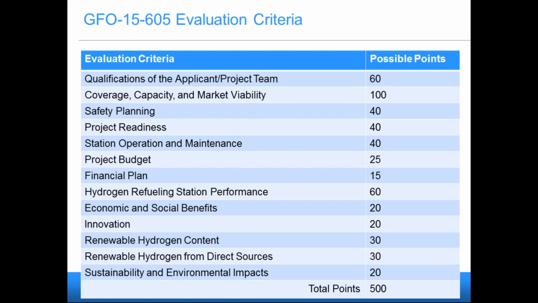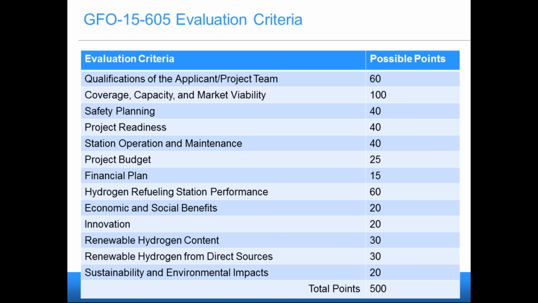So first I'm going to go over really quickly the overall evaluation criteria that was in GFO 15605. There were 13 different evaluation criteria. They went from the qualifications of the applicant team. Then the second one listed here is coverage, capacity, and market viability that we'll be talking about today. There was safety planning, project readiness, station operation maintenance, project budget and financial plan, station performance, economic and social benefits, innovation. There were a couple of criteria related to renewable hydrogen, and then sustainability and environmental impacts.